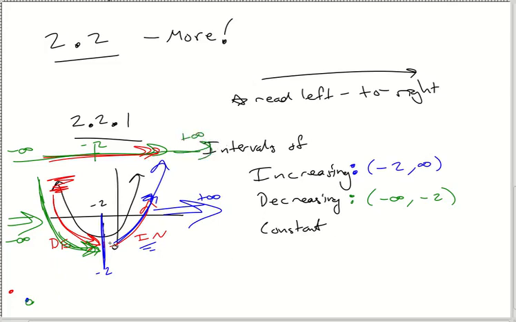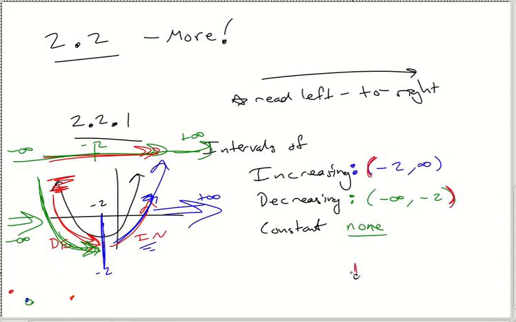Where is it ever constant? You might be thinking, oh, right at -2. Not really. Constant is when it's flat for a while. There's nothing really going on here, so, well, none.